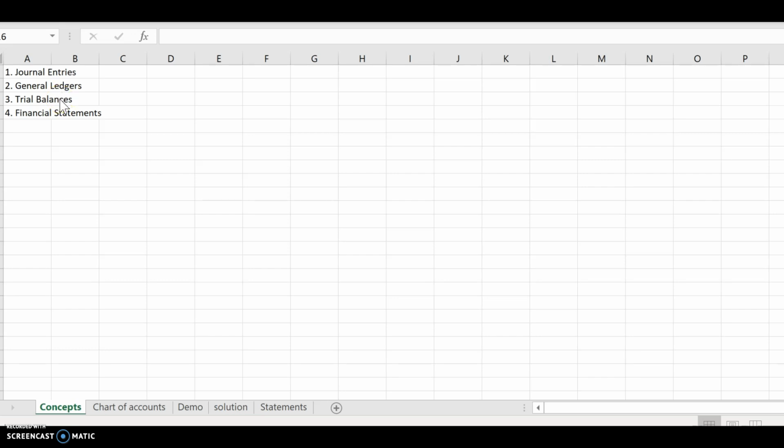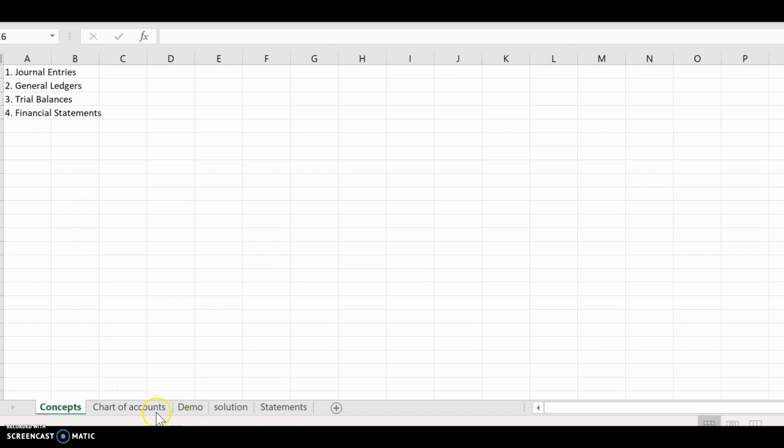We have another technique called the trial balance, which helps us find out whether we made a mistake during the process. And finally, we have financial statements that summarize and report all the information to outside investors, creditors, and so on and so forth.